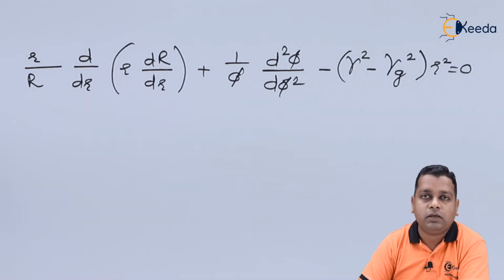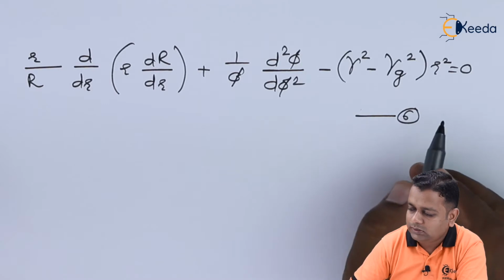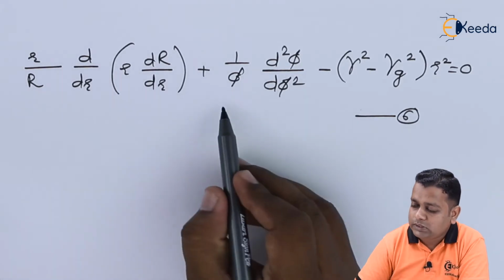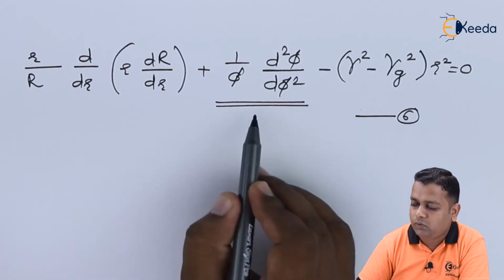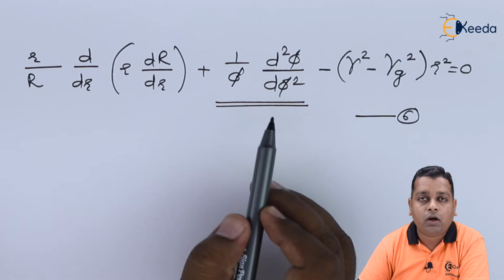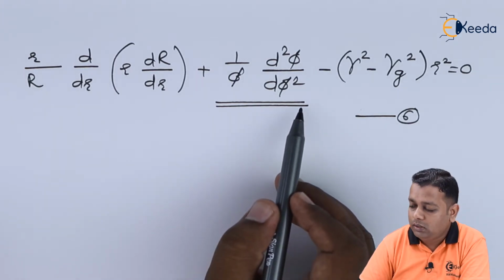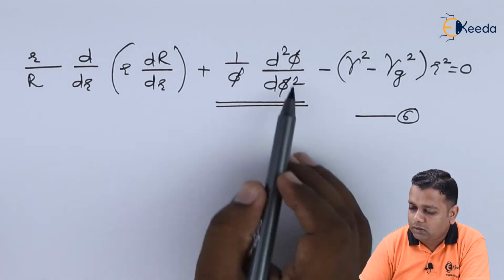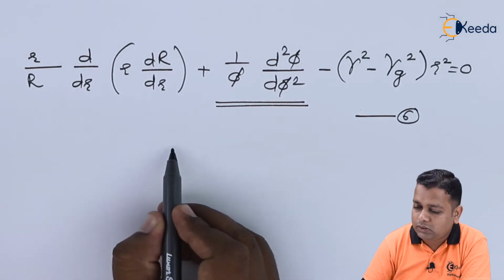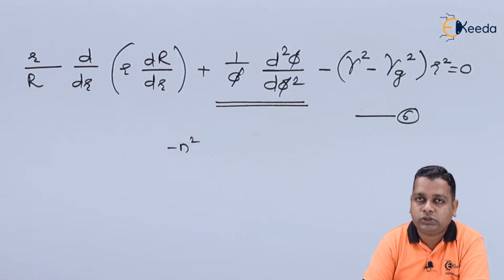RHS now can be equal to 0. So this is equation number 6 here. Now if you concentrate on the second term of equation number 6 on the left hand side, this is a function of phi only. Therefore we can have the equation for the second term only, giving it expression in terms of the constant term that we can represent as minus n square here.